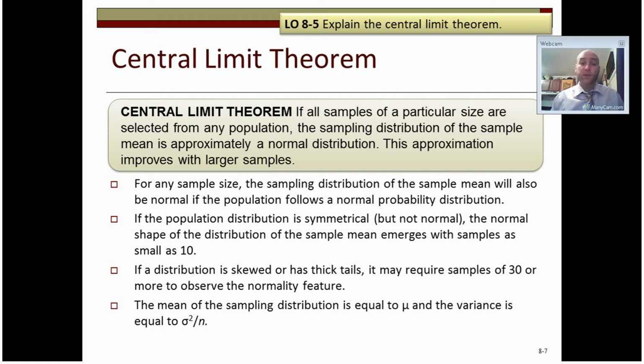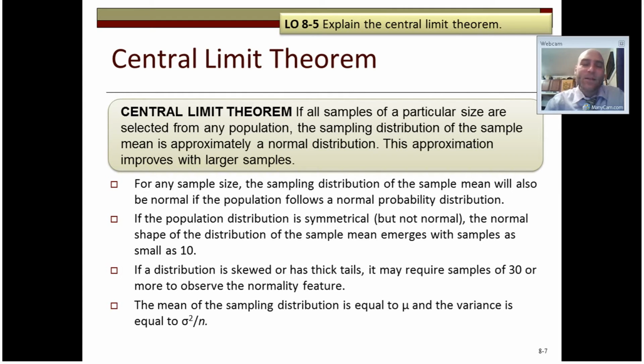The third, if a distribution is skewed or has thick tails, something like, let's say, income, where we know there's a lot of people who don't make a lot of money and there's a few people who make a lot of money, that would be a very strongly positively skewed distribution. If a distribution is skewed or has thick tails, it may require samples of 30 or more for this normality feature to emerge. So with something that's very skewed, we need to say, give me 30, plot it, give me 30, plot it, and you're plotting means, plotting means, plotting means. In order for the normal distribution of those plotted means to emerge, we need to get larger sample sizes on the order of 30.